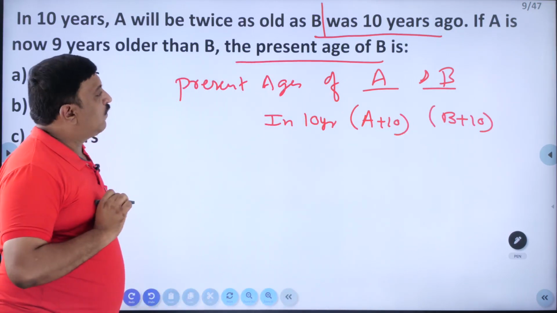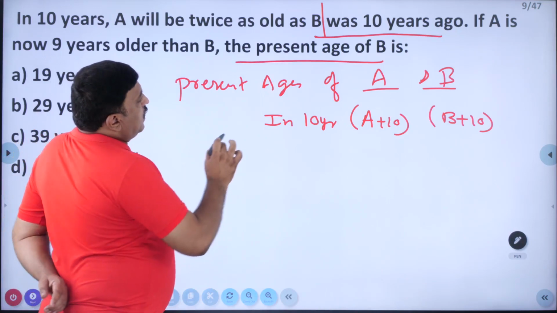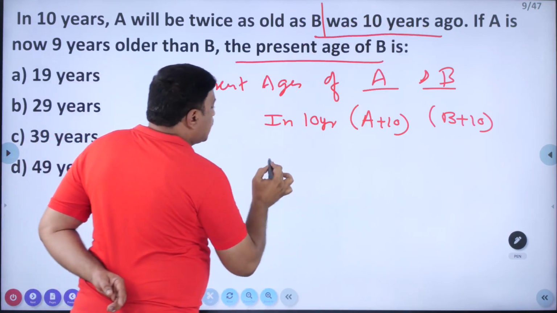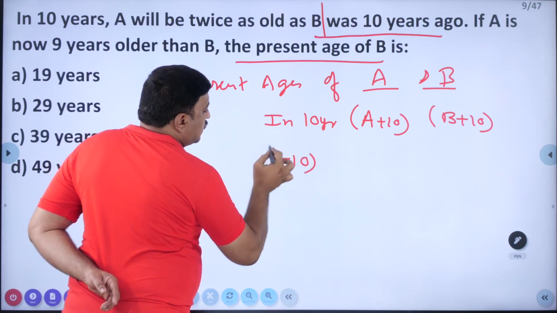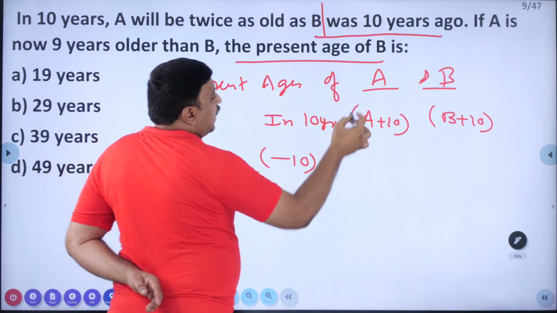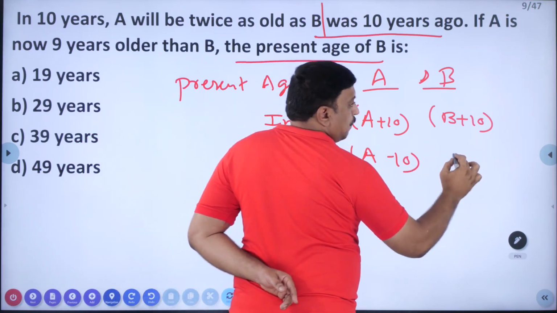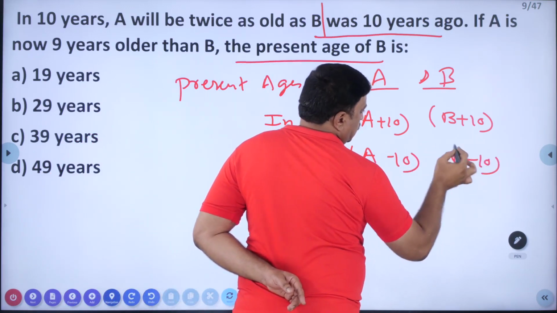Okay, fine. But B was 10 years ago. Again, 10 years ago they are saying minus 10 years. How will A be 10 years back? That is A minus 10. He will also be B minus 10. Is it not? Okay.